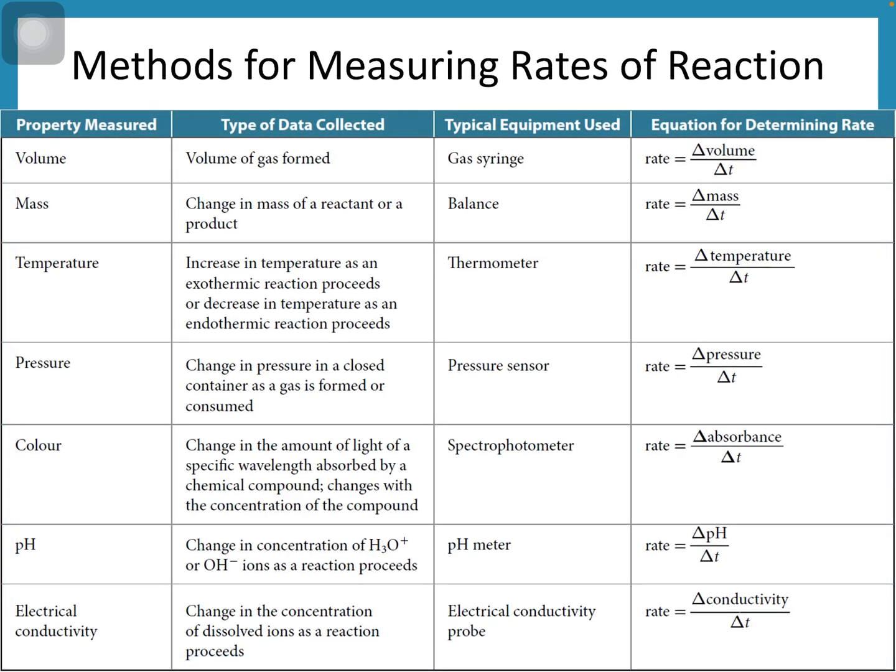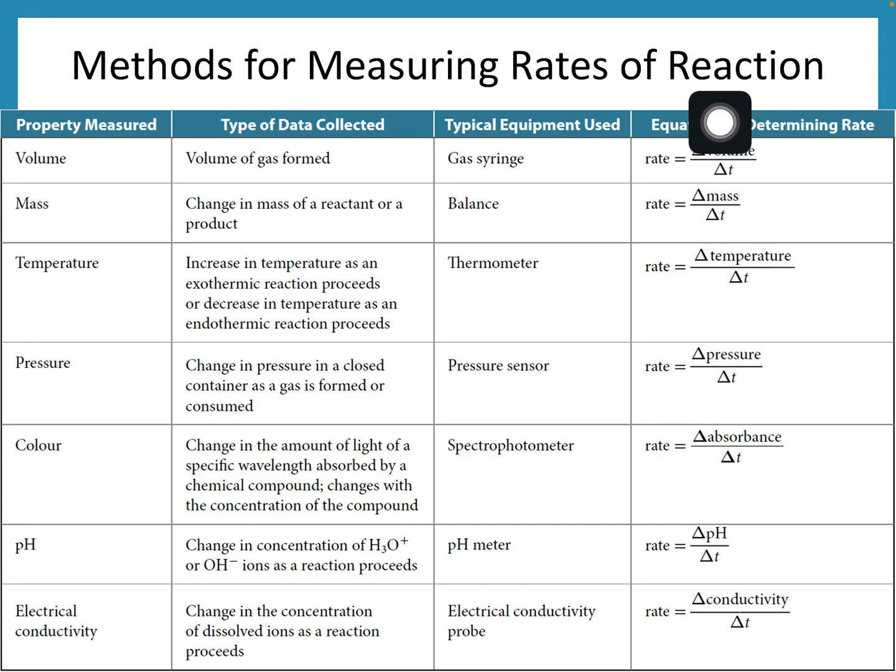So we can measure the rate of a reaction in multiple different ways, usually depending on what type of reactants and products you have. So if we have a gas being formed, then we could measure the volume of that product being formed using a gas syringe. So in that case, our rate would be a change in volume over a change in time.